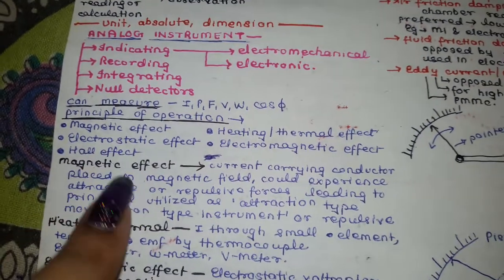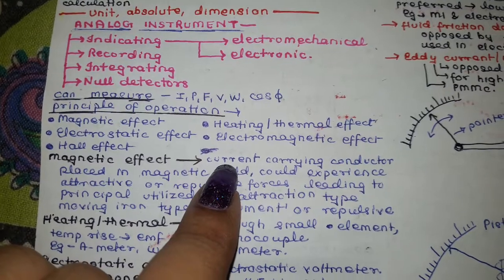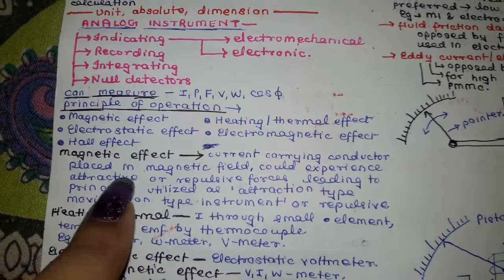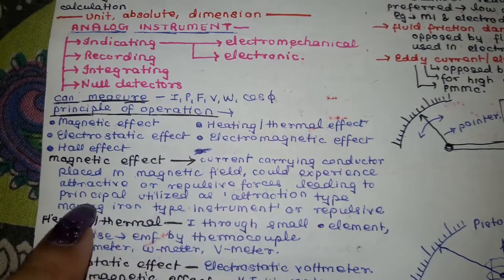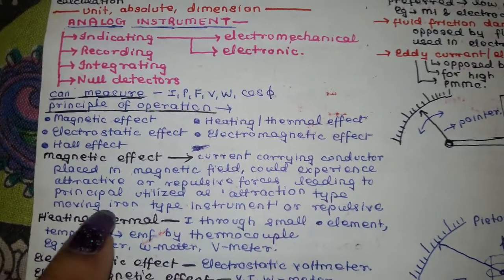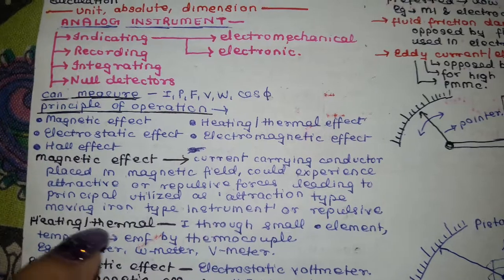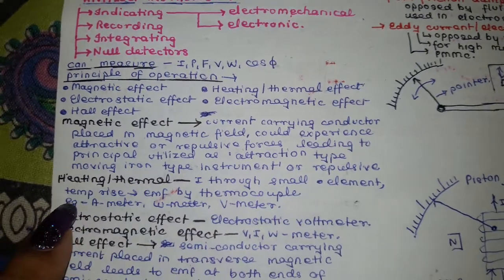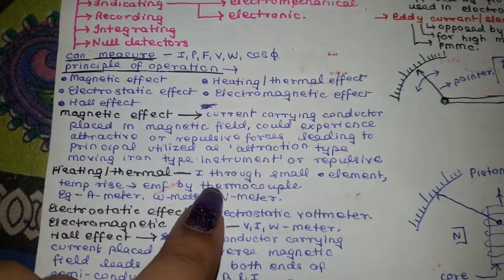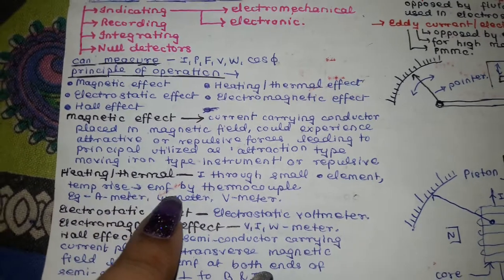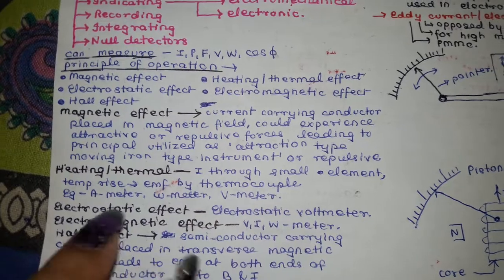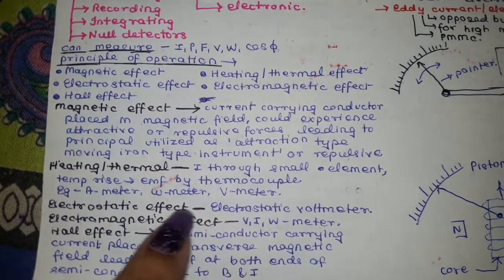Let's talk about electromagnetic effect. A current carrying conductor placed in a magnetic field could experience attractive or repulsive forces, leading to the principle utilized as attraction type moving iron type instrument or repulsive type moving iron type instrument. Then we have heating or thermal. Current through a small element causes temperature rise, and EMF is generated by the thermocouple. Examples are ammeter, wattmeter, and voltmeter.